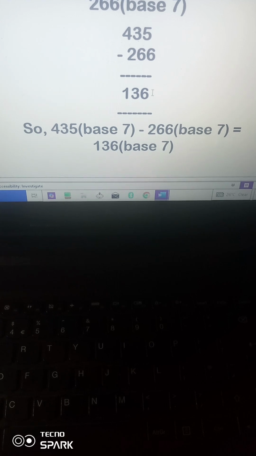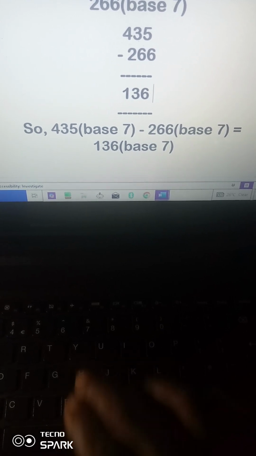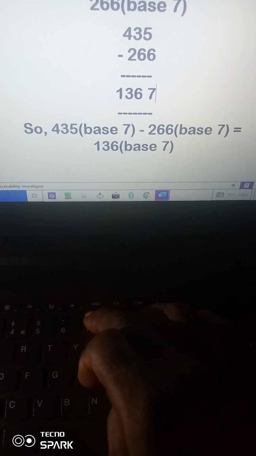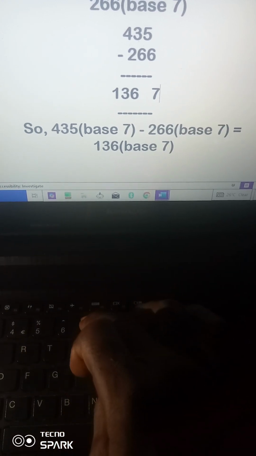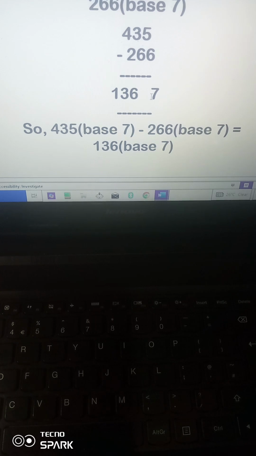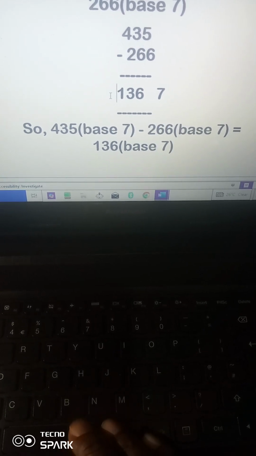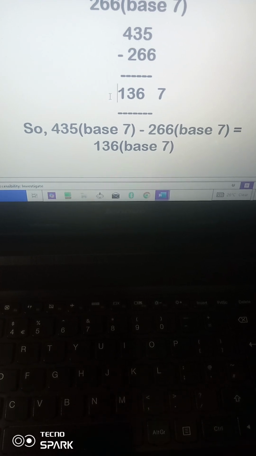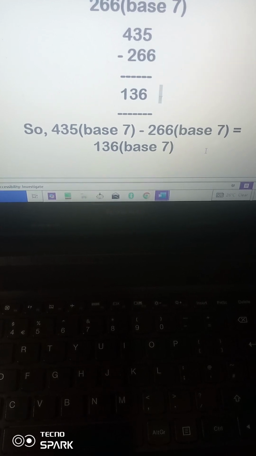136 base 7. That 7 is not a number. Let me change it to base. 136 base 7.